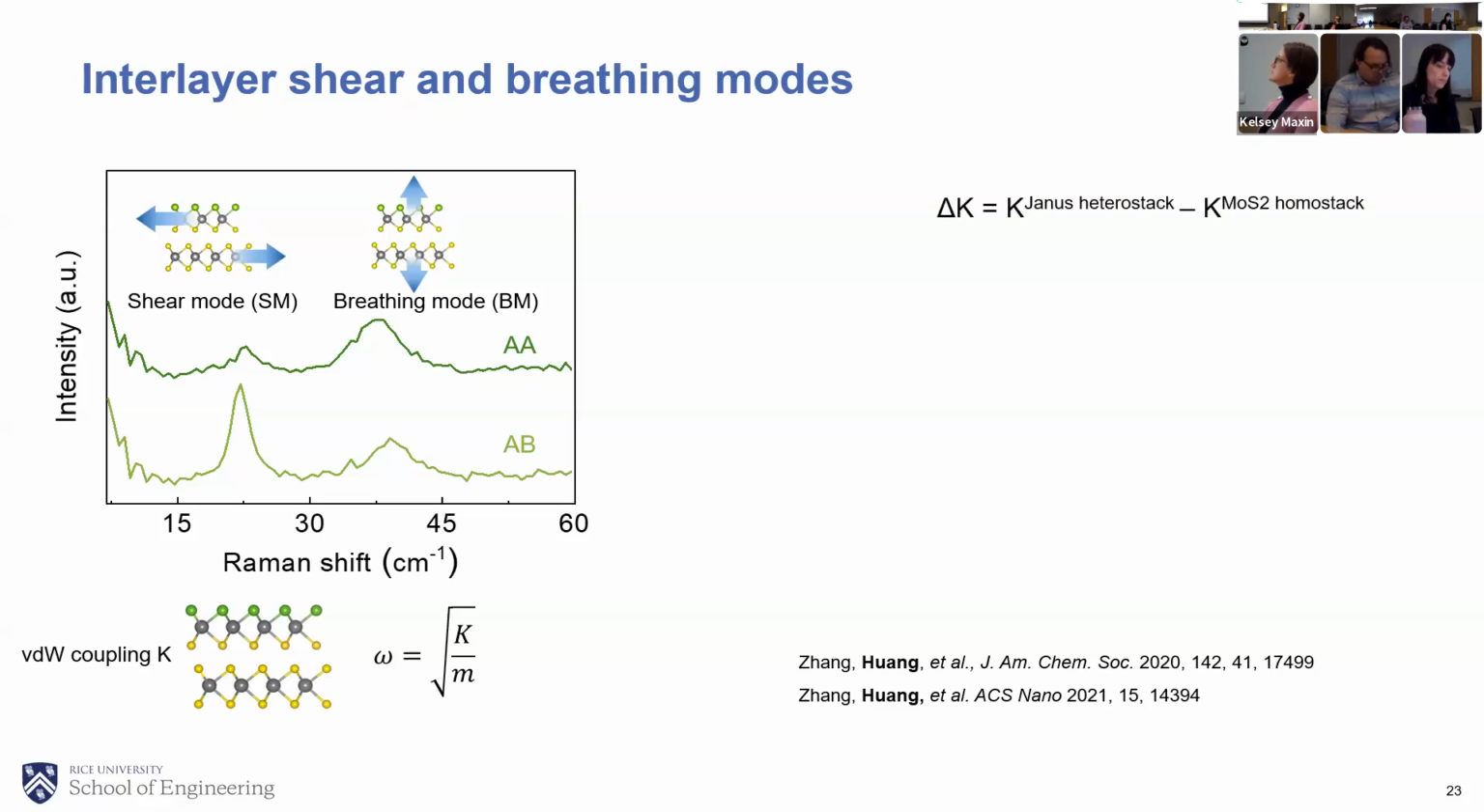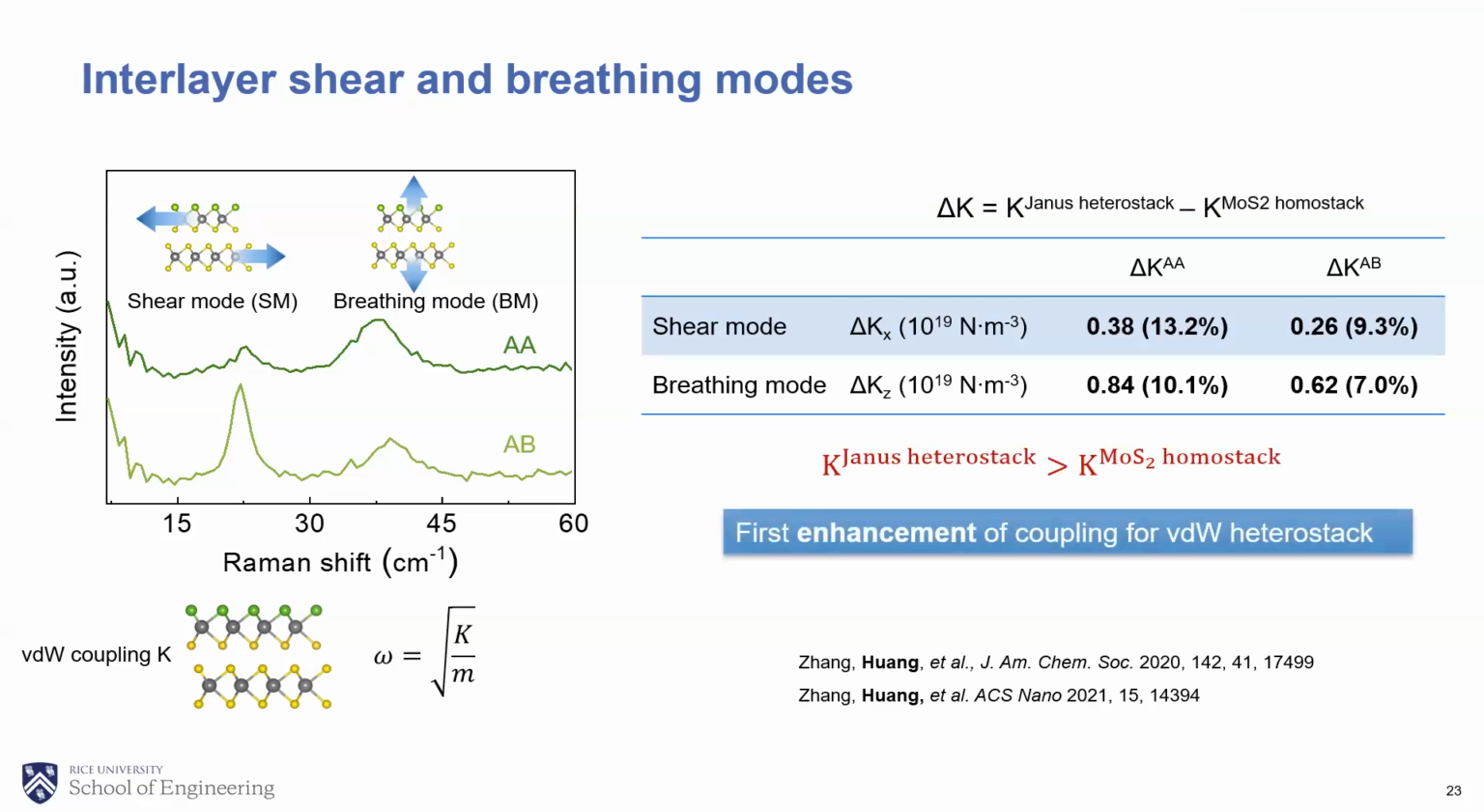So now we can obtain the van der Waals coupling strength in the Janus heterostack, and we can also calculate the corresponding van der Waals coupling strength for the MoS2 homostack. And we can compare the two. Next slide. So this table shows the comparison result. The delta K over here are actually all positive. So this means the Janus heterostack has a stronger interlayer coupling strength compared to the MoS2 homostack.